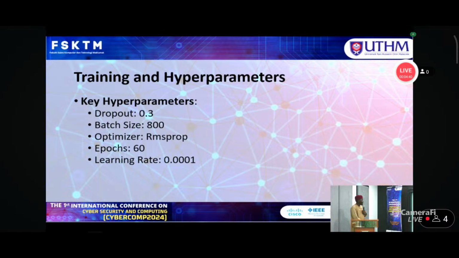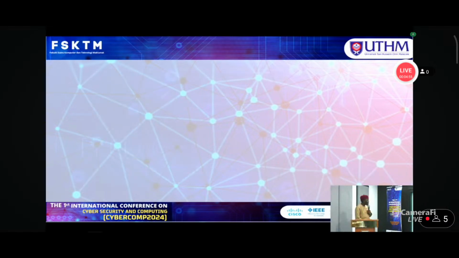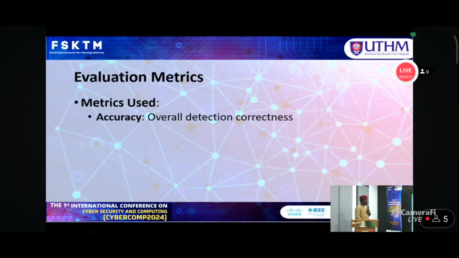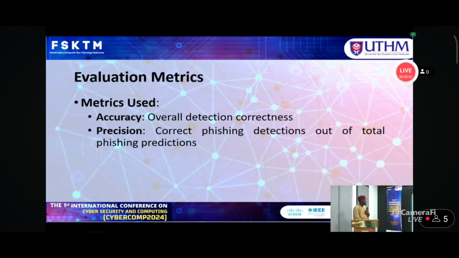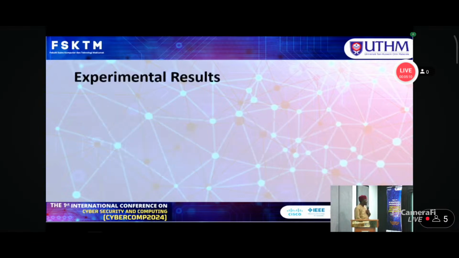These are the parameters we use: the dropout, batch size, the optimizer. Parameter study was essential for model stability and accuracy. The evaluation metrics we use are the accuracy, the precision, the sensitivity, and the F1 score.